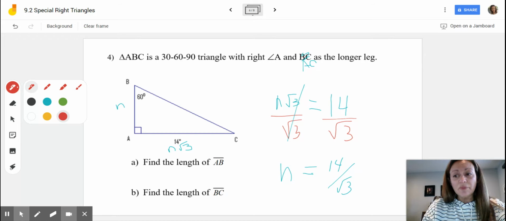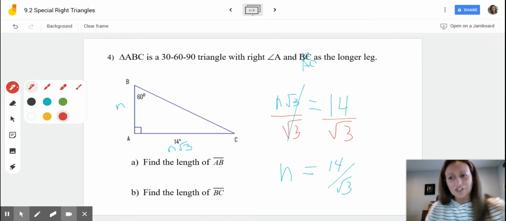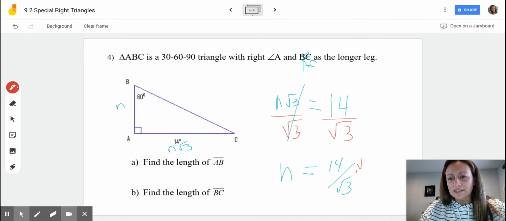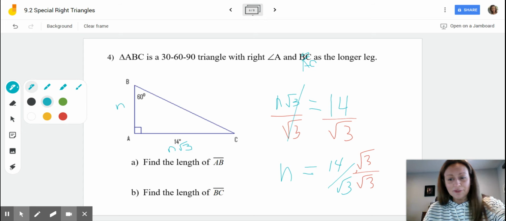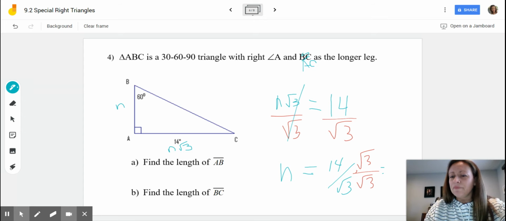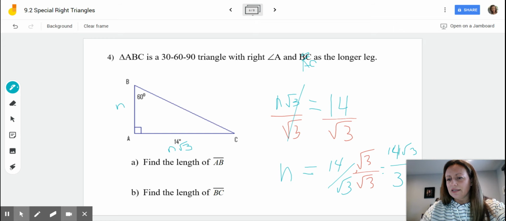So if we were going to give this in simplified radical form, or acceptable to mathematicians radical form, we would rationalize the denominator by multiplying both the top and bottom by radical 3. Remember this from Algebra 1 last year? We're going to just assume you know how to do this. What this does is we end up with 14 radical 3 on the top, and on the bottom, square root of 3 times square root of 3 is square root of 9, or just 3. So now the top has the radical in it, not the bottom, and that is a more acceptable format for radicals. 14 radical 3 over 3 is the exact answer for AB.